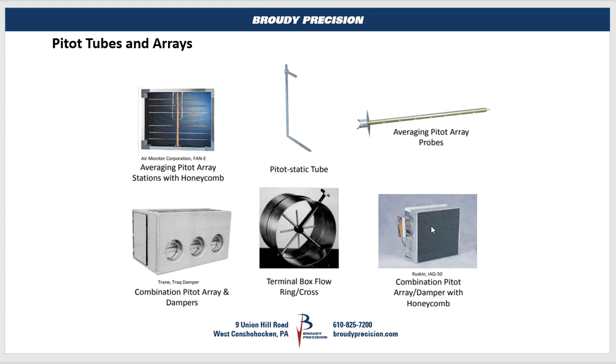You can also, on the bottom right, purchase a combination pitot array damper with honeycomb. It's probably the most expensive form, but most definitely the most accurate as well. In this configuration, again, it goes into the ductwork. It's purchased by the size of the ductwork, and it is inserted into the ductwork. What's missing from the picture is the transmitter that will plug into our static and total pressure ports for measuring our differential.